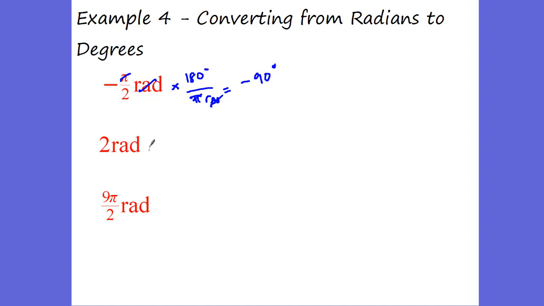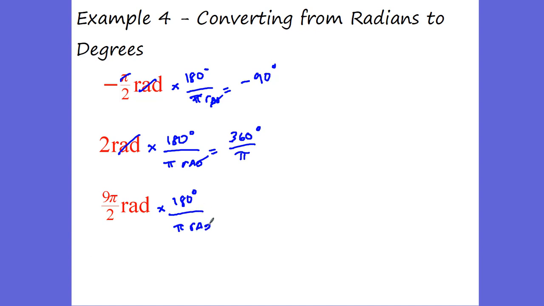Okay, so here we have 2 radians. We have times 180 degrees over pi radians. What cancels out? The radians cancel out. There's nothing to cancel out this pi, though. So we have 2 times 180. That's 360 degrees over pi. So we have 360 over pi degrees. In this last one, we times by 180 degrees over pi radians. Let's see what cancels out. The radians cancel out. The pi cancels out, which means we have 9 over 2 times 180, which ends up becoming 810 degrees.